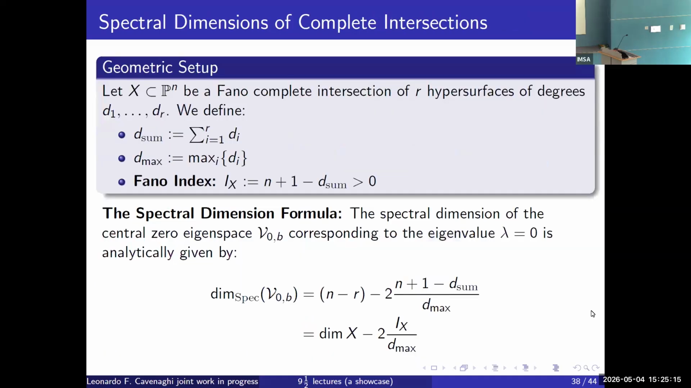Another example. The general formula: if you pick a Fano complete intersection of r hypersurfaces of corresponding degrees, then you just find the sum, the max, and the Fano index. Then in this setup, you can check that there's zero as an eigenvalue, right? And when you compute the corresponding dimension of the spectrum, it is given by this formula: the dimension of the variety minus 2 times the Fano index, divided by the maximum of these up here. The general formula.